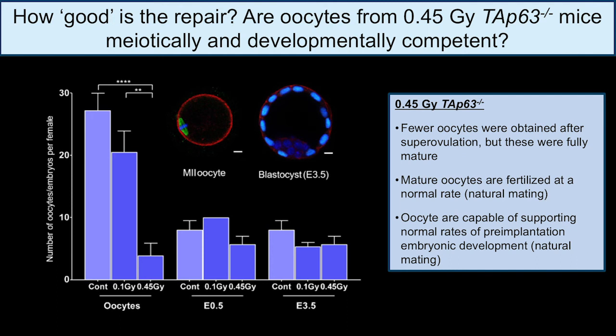But importantly, all of the oocytes that we were able to harvest were morphologically normal and had completed meiosis normally. And then when we did natural matings with these mice, we found that these mature oocytes were fertilised at a normal rate and that these oocytes were also capable of supporting normal rates of pre-implantation embryonic development.